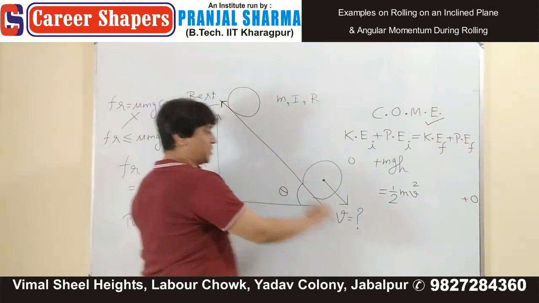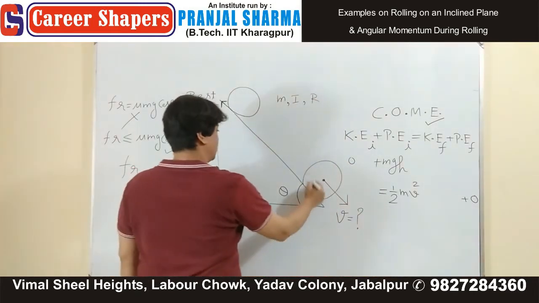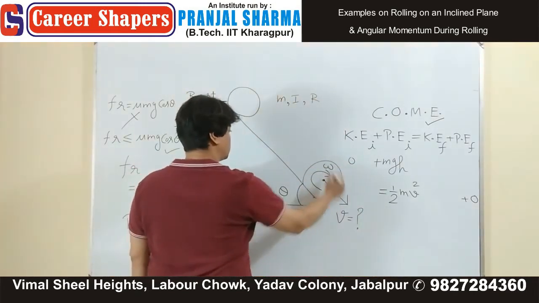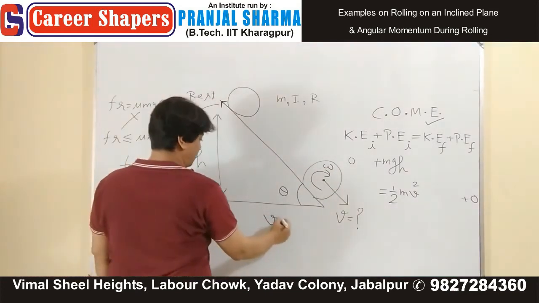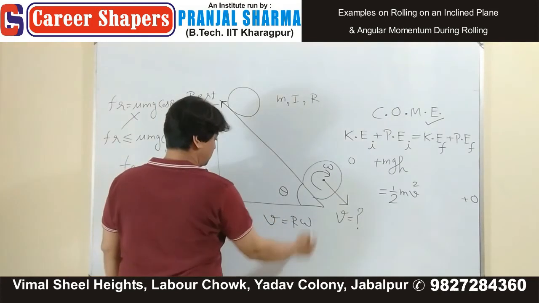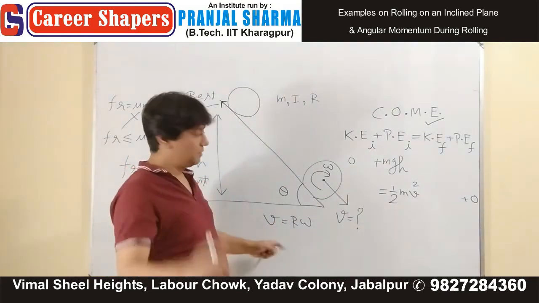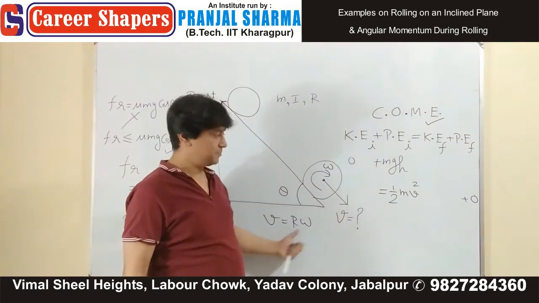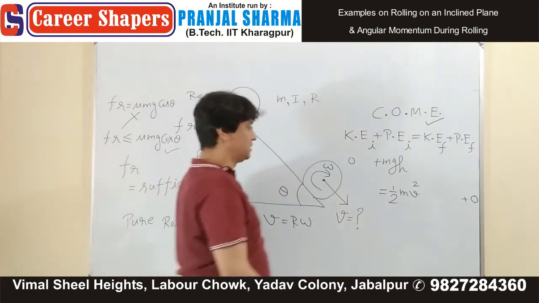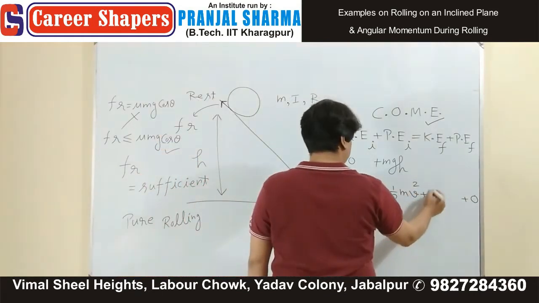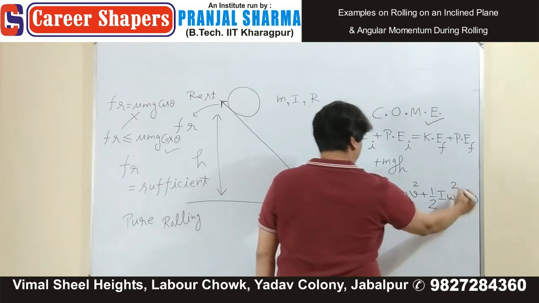If it is in pure rolling, then angular velocity omega is also present. And everybody knows the relation between V and omega. V equals to R omega. What is V? Velocity of the center of mass. That means as this omega is present, you have to take half I omega square also.